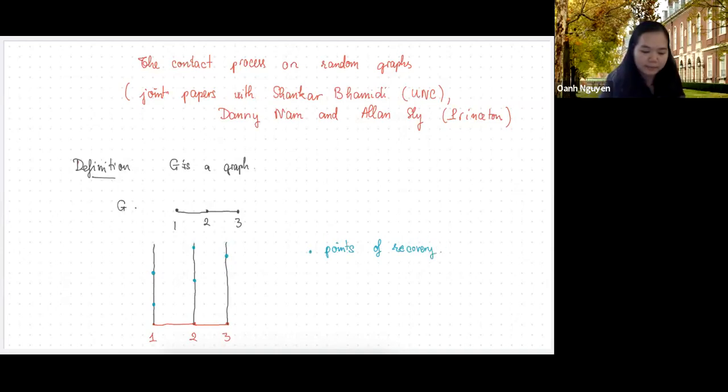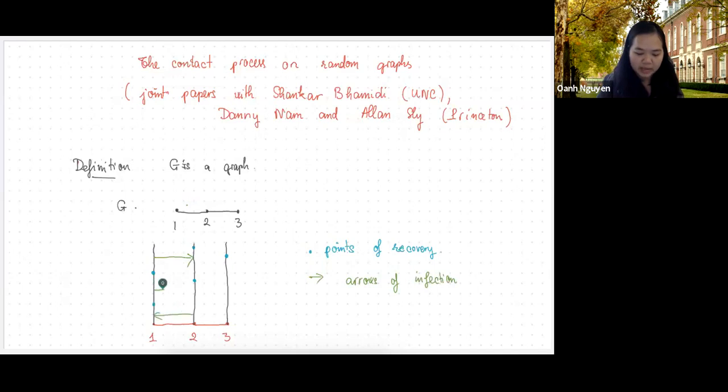And then for each edge, each direction, like from 1 to 2, there is an edge. So for this direction, there is a Poisson clock of rate lambda, for example, like this. So these are arrows of infection. And also, this is one Poisson clock of rate lambda. And for direction from 2 to 1, there is also another Poisson clock of rate lambda.